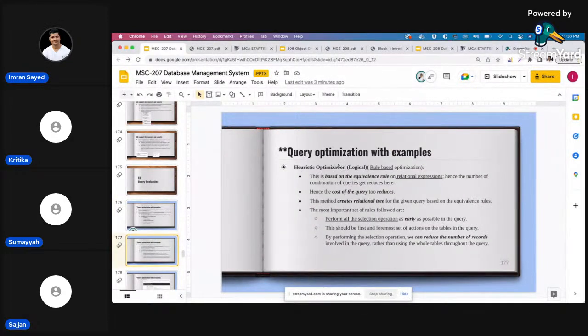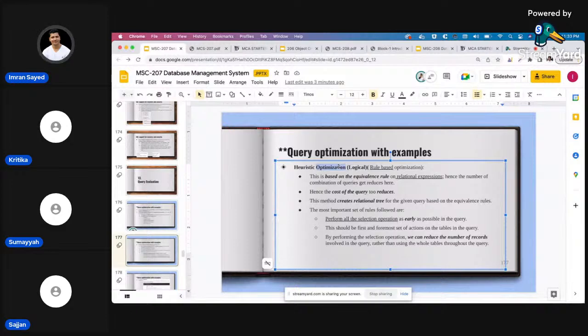Then this one talks about different rules that you can apply. It is based on the equivalence rules of relational expression. Hence the number of combinations of queries gets reduced, and the cost of the query reduces also. It creates a relational tree for a given query based on equivalence rules.